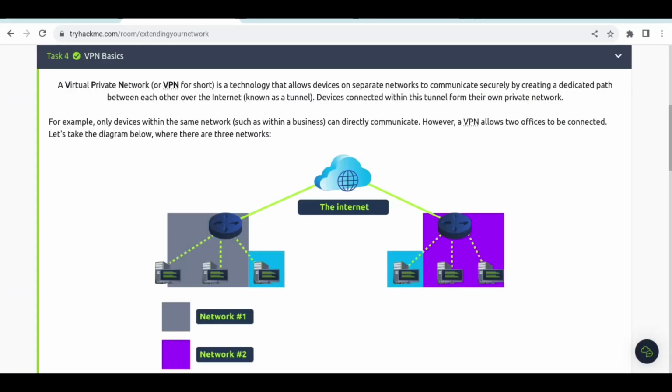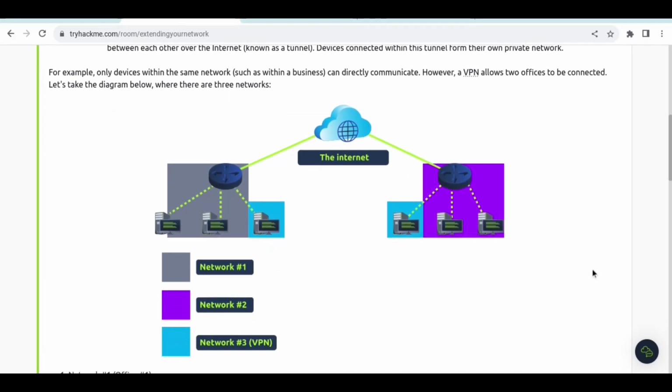For VPN basics: a virtual private network, or VPN for short, is a technology that allows devices on separate networks to communicate securely by creating a dedicated path between each other over the internet, known as a tunnel. Devices connected within this tunnel form their own private network. For example, only devices within the same network, such as within a business, can directly communicate. However, a VPN allows two offices to be connected.